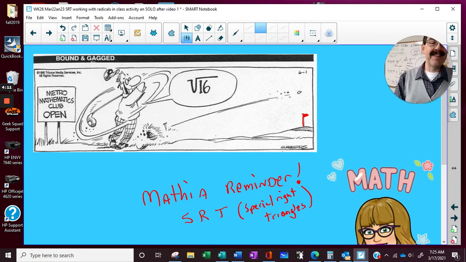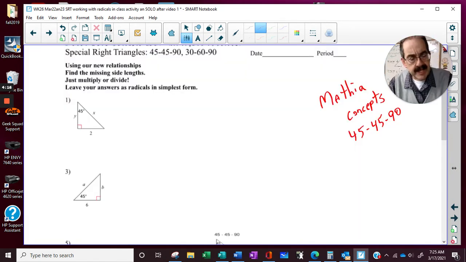All right. Mathia reminder. Special right triangles. When you log into Mathia, it is going to show you a bunch of 45/45/90s and 30/60/90s, and we want to be able to go back and forth without doing math. So remember the cheat sheets, remember those posters on the wall, remember what Mr. Miller is showing you with those triangles. If we know the legs, we multiply to go to the hypotenuse. If we know the hypotenuse, we divide to go to the leg.